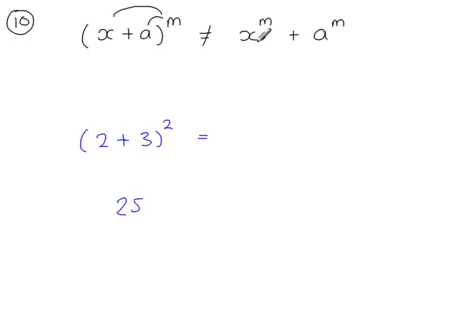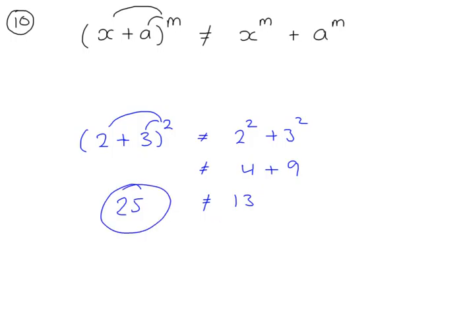Now applying this to the numbers here, so that power of 2 goes on here and here, so you've got 2 squared plus 3 squared. 2 squared is 4, 3 squared is 9, and that gives you 13. Is 25 equal to 13? No, it's not. None of these are correct, because the answer should have been 25 and not 13.